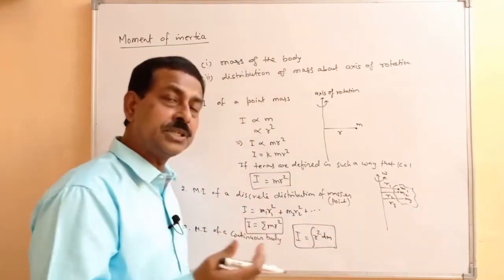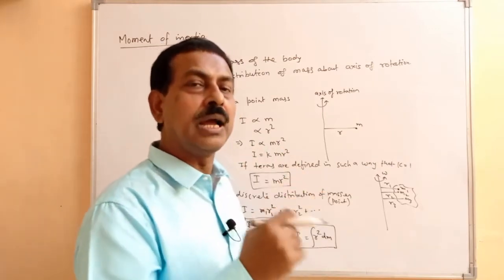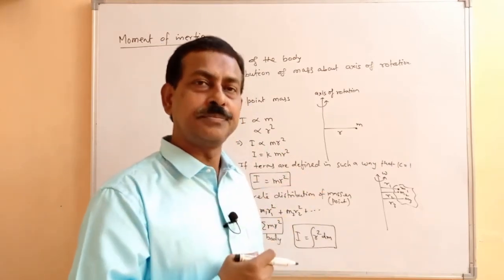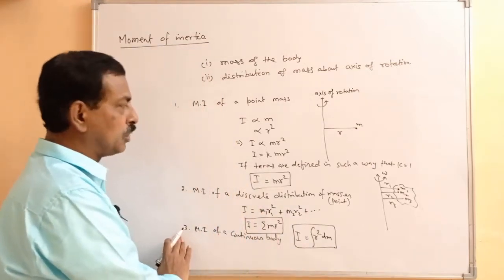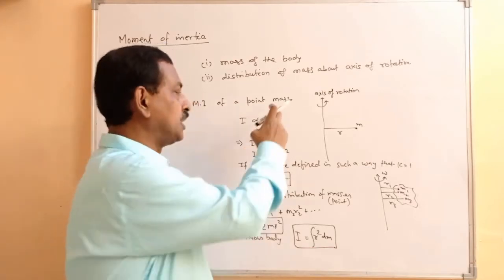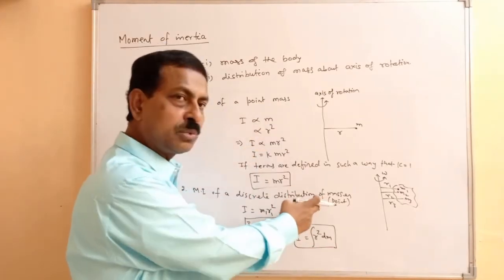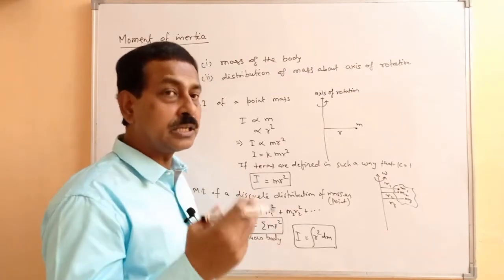Of course, for the integration, you will have to see how the masses are distributed for the given body and how you can apply that. So these will be the three main formulas for the moment of inertia: of the point mass, of a discrete distribution of point masses, and how we find the moment of inertia for a continuous body.